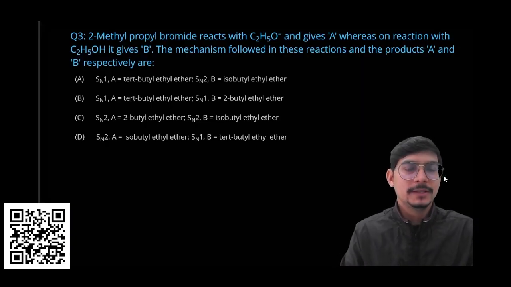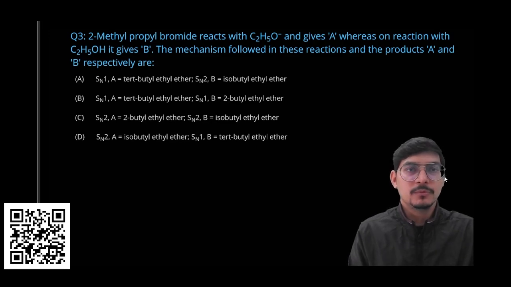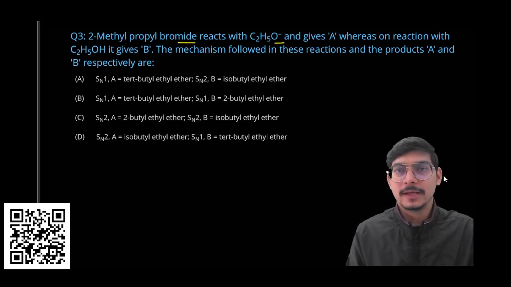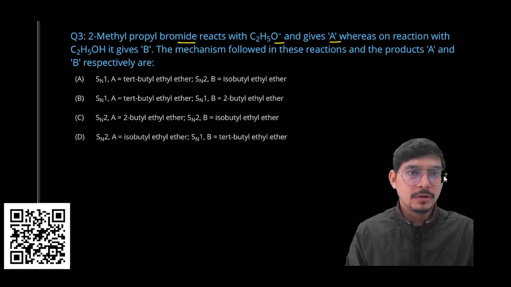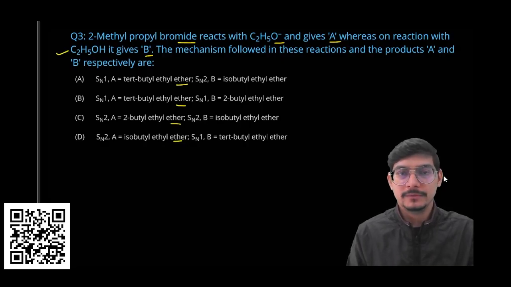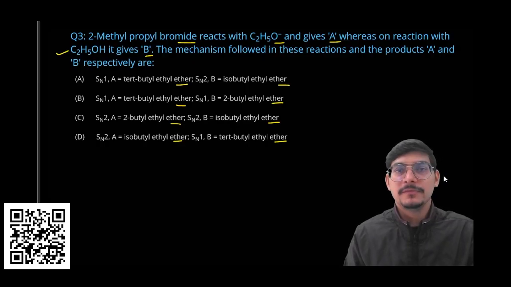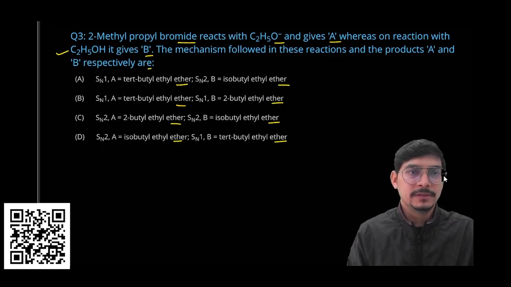Hi everyone. In this question, 2-methyl propyl bromide reacts with ethoxide ion and gives A. And in all the four options, we can see that the product is an ether. Whereas the same compound, 2-methyl propyl bromide, on reaction with ethanol gives B. Again, in all the four options, the product is an ether. The mechanism followed in these reactions and the products A and B respectively are.